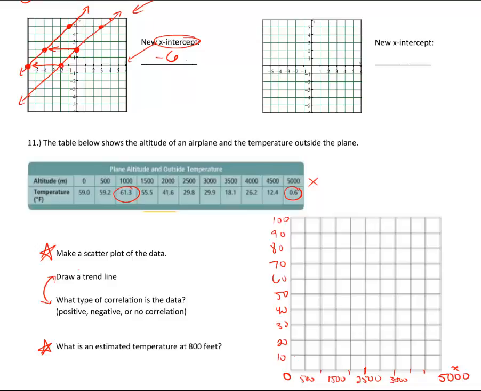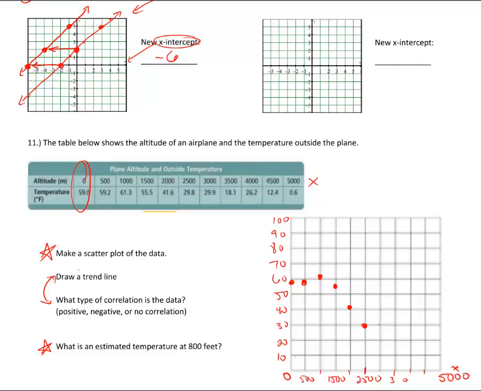Okay, so let's go ahead and plot our points. So 0, 59 is our first point. Okay, so 0, 59, right about here. And then 500, 59. I feel like I did this already with you. Maybe in our notes we did, but let's go ahead and do it again. 1,000, 61, 1,500, 55, 2,000, 41, 2,500, 30. 30 is at 3,000, oh, what did I do wrong?